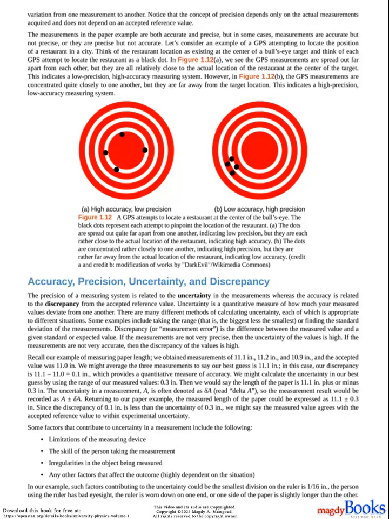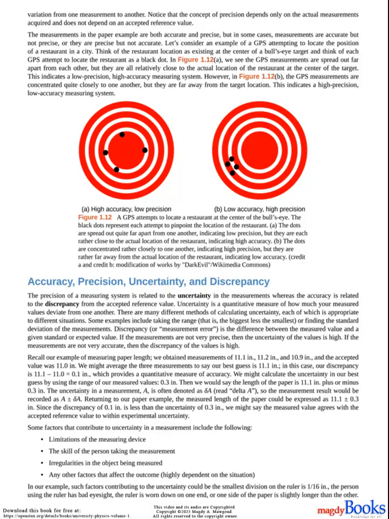Let's consider an example of a GPS attempting to locate the position of a restaurant in a city. Think of the restaurant location as existing at the center of a bullseye target and think of each GPS attempt to locate the restaurant as a black dot. In Figure 1.12a, we see the GPS measurements are spread out far apart from each other, but they are all relatively close to the actual location of the restaurant at the center of the target. This indicates a low precision, high accuracy measuring system. However, in Figure 1.12b, the GPS measurements are concentrated quite closely to one another, but they are far away from the target location. This indicates a high precision, low accuracy measuring system.